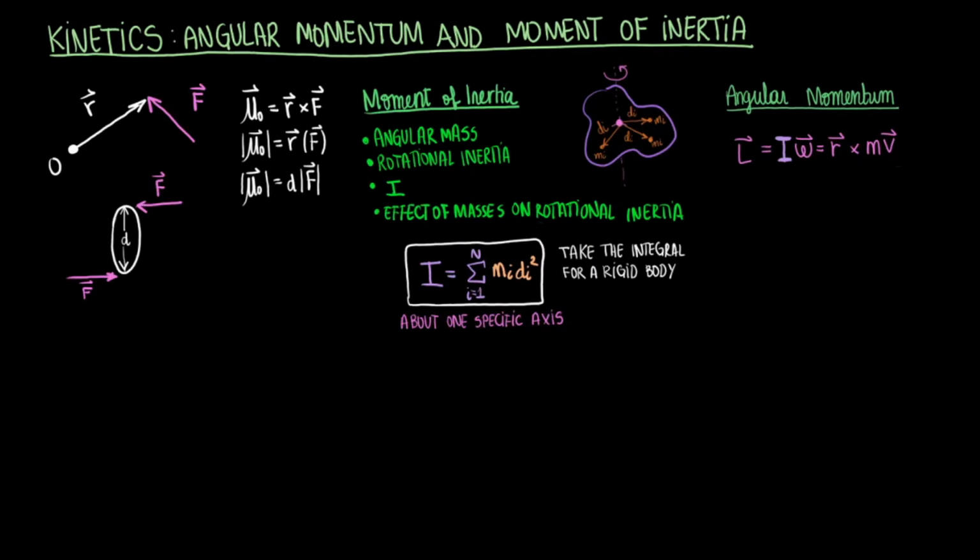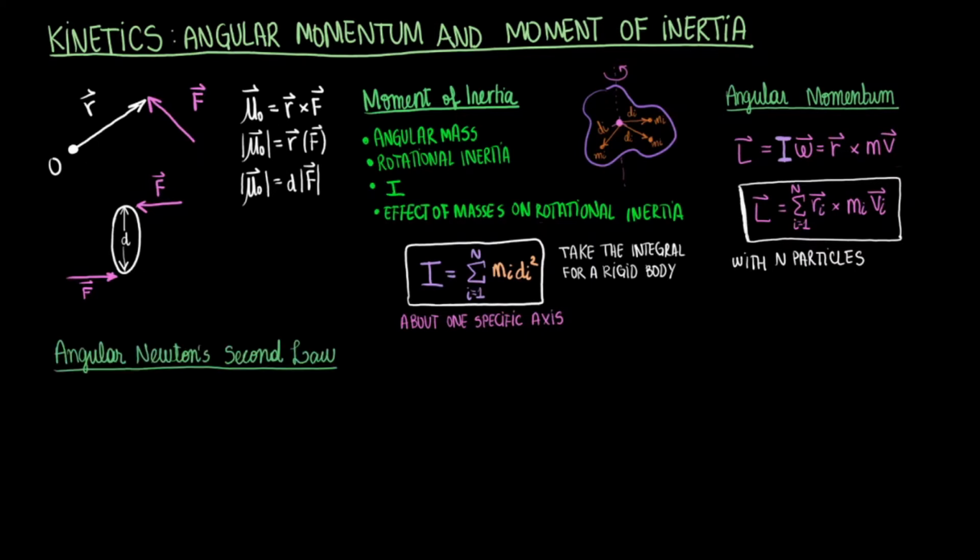For calculating the angular momentum with n particles, we just have to incorporate the summation from 1 to n and get the position vector, the mass, and the velocity for each particle. We will see how the two definitions relate later. With the moment of inertia reminding you of mass and angular momentum reminding you of linear momentum, we can write down an angular Newton's second law.